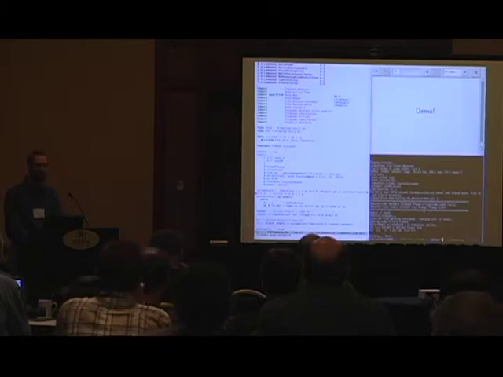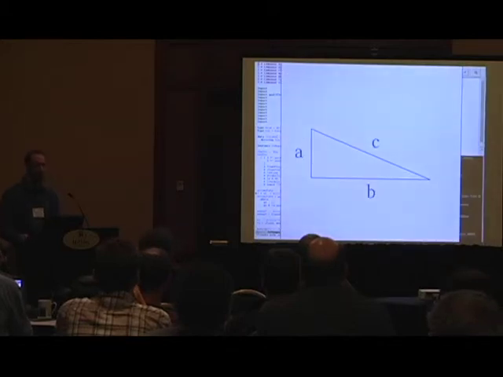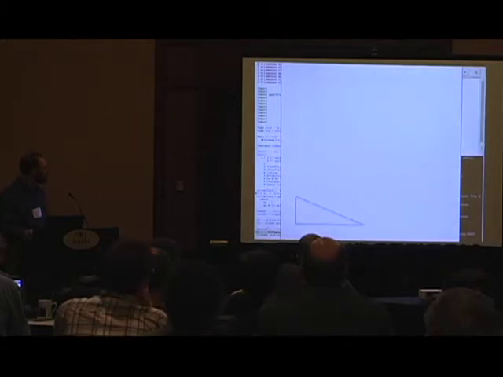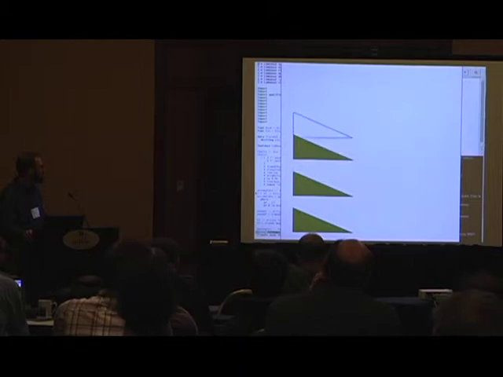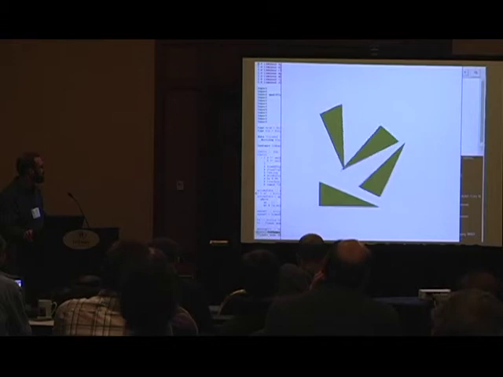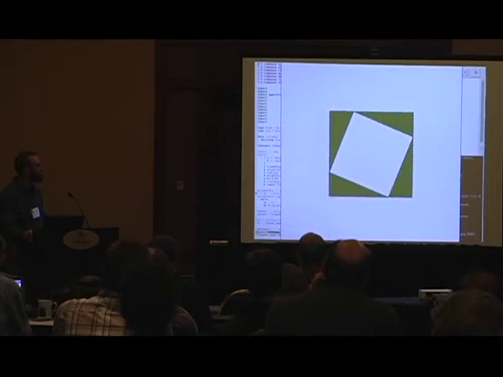So it takes about a minute to compile, so I'm just going to play you the one that I already compiled. So this is sort of a visual proof of the Pythagorean theorem. And this is maybe about 100 lines of Haskell, built on top of this library for animation and diagrams.